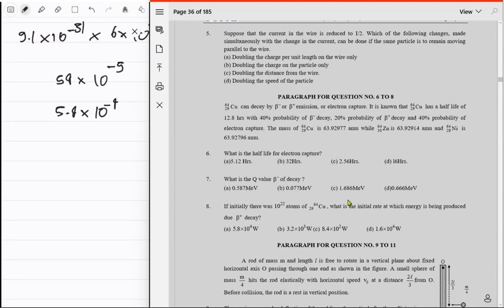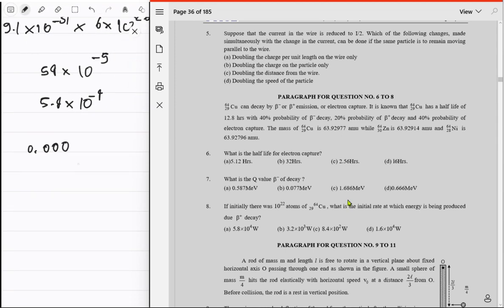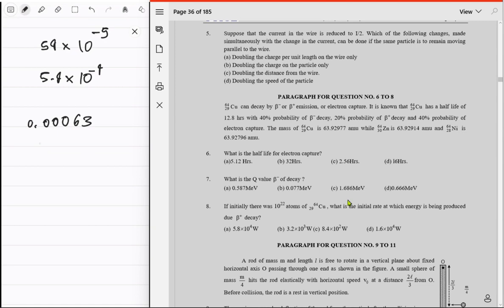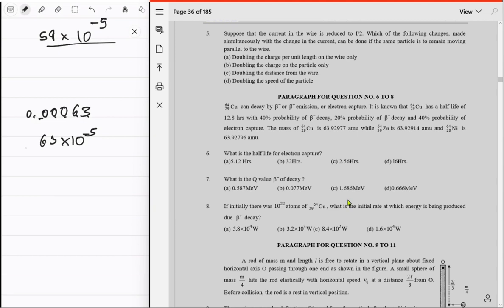So what do you have? 92977 minus 92914, so 0.0006 and 3, which is 63 times 10 power negative 5, like 54 times 10 power negative 5. We just have to subtract this from that as well, right? Yes. So approximately 10 times 10 power negative 5, which is of the order of 10 power negative 6.